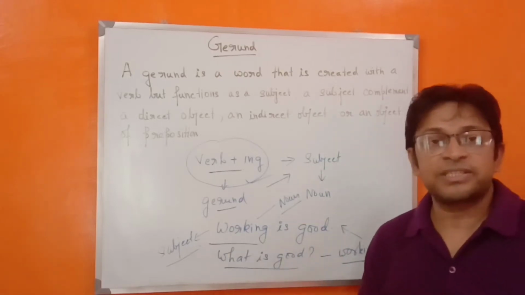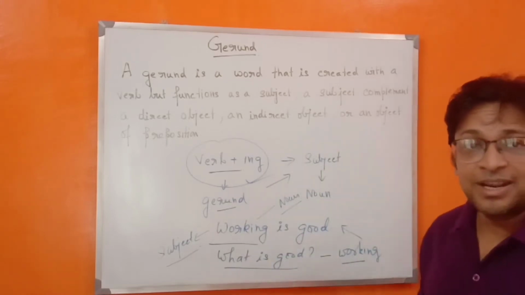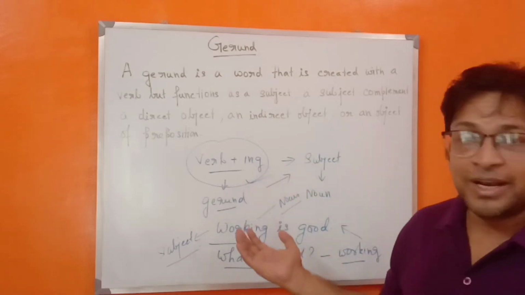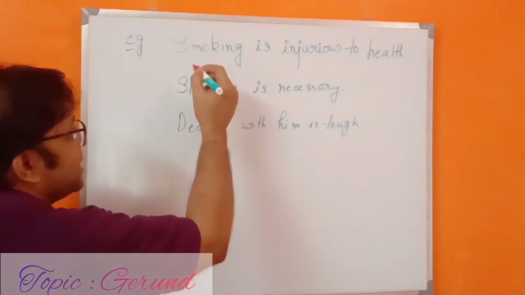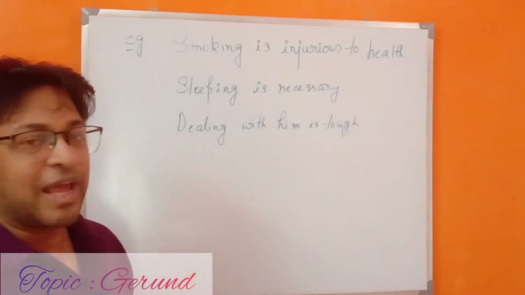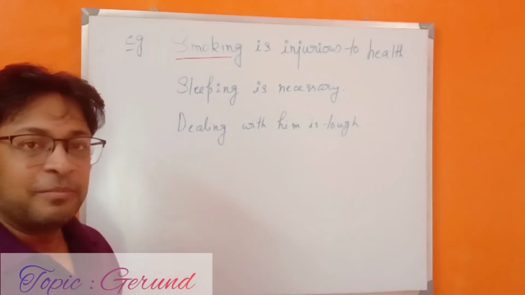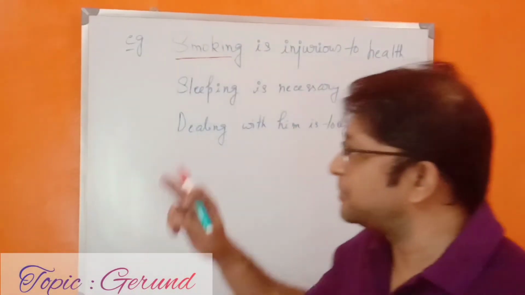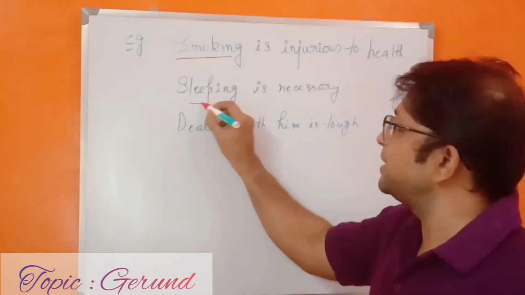So there will be several examples for this, and through these examples we will understand what the gerund does in a sentence. So let us go for another example. First example: smoking is injurious to health. Here also this particular verb, when placed with an ing, is acting as the subject of the sentence. In the second sentence, you can see: sleeping is necessary.